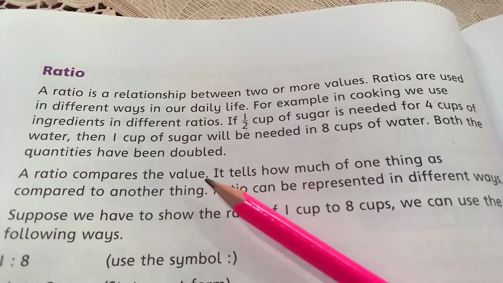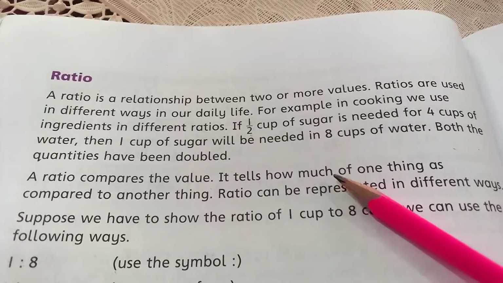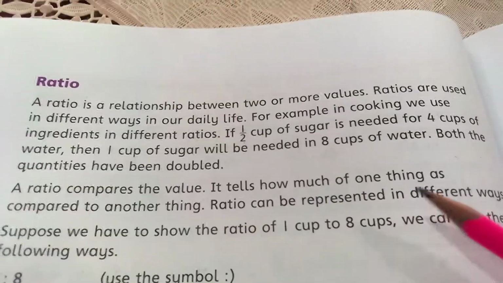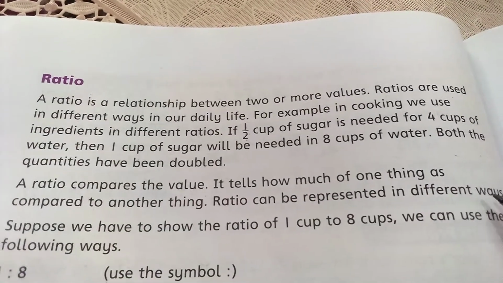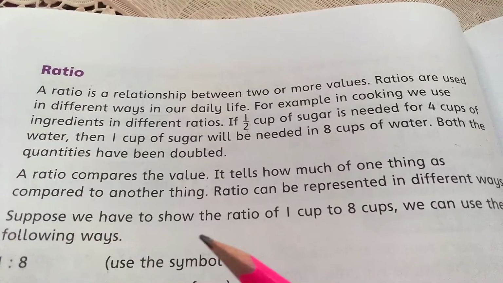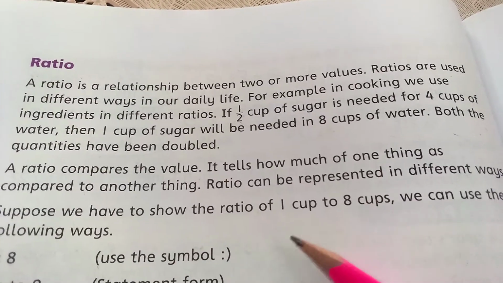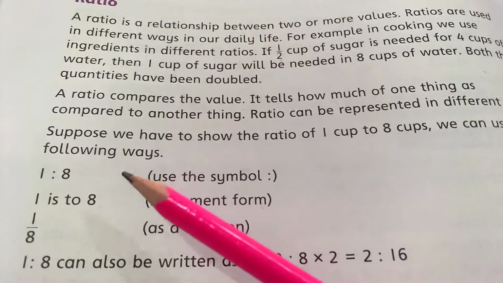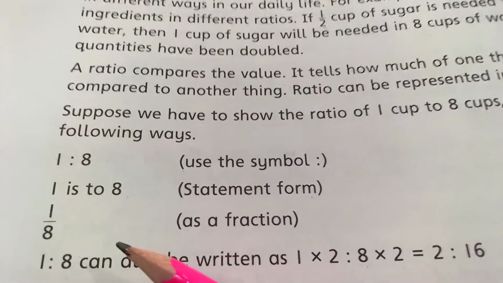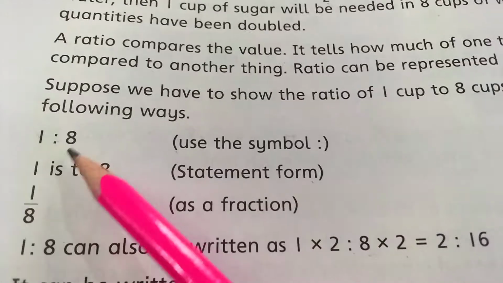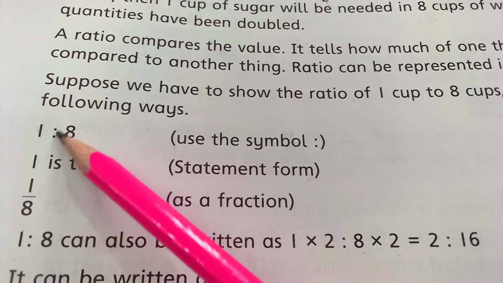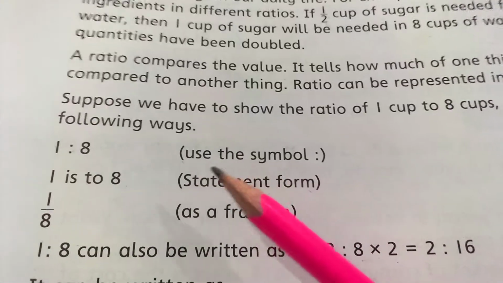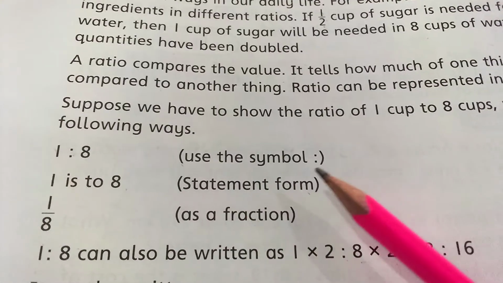A ratio compares the values. It tells how much of one thing as compared to another thing. Ratio can be represented in different ways. Suppose we have to show the ratio of 1 cup to 8 cups, we can use the following ways. There are 3 methods to represent a ratio. 1:8, this colon in English is called colon, but in mathematics it is the symbol of ratio.